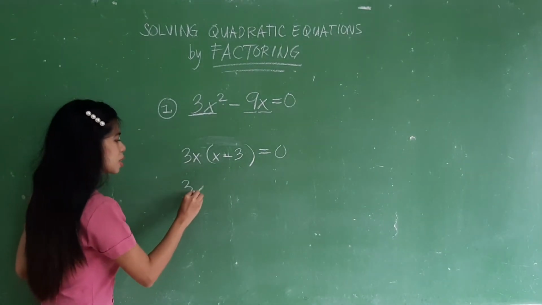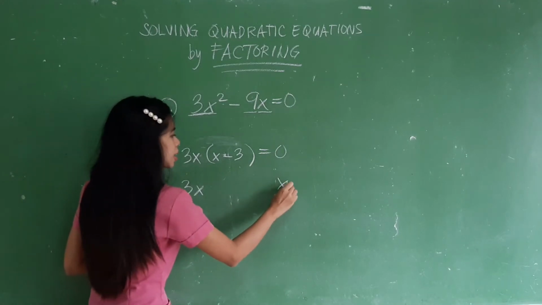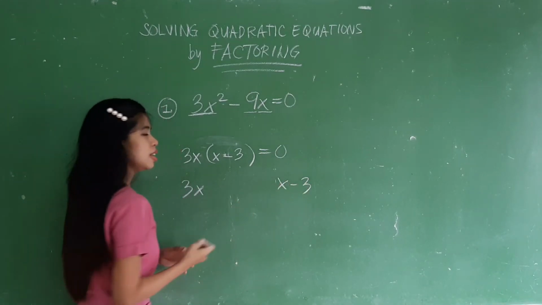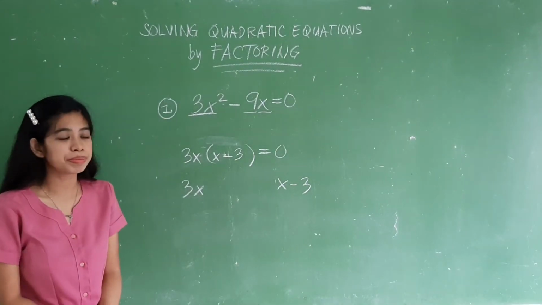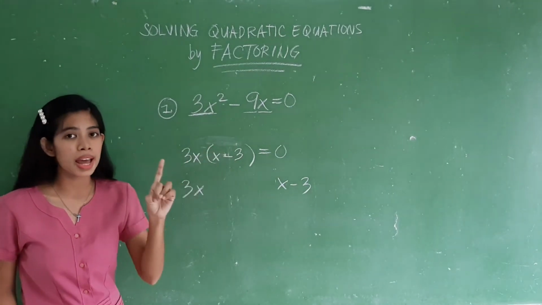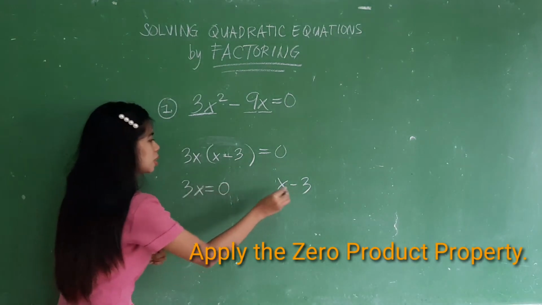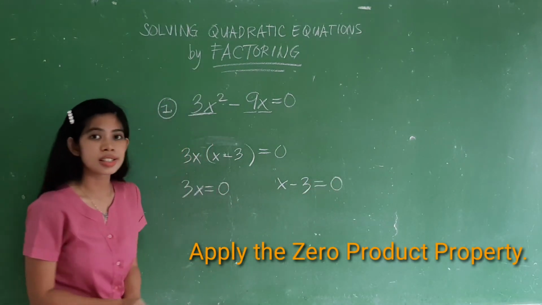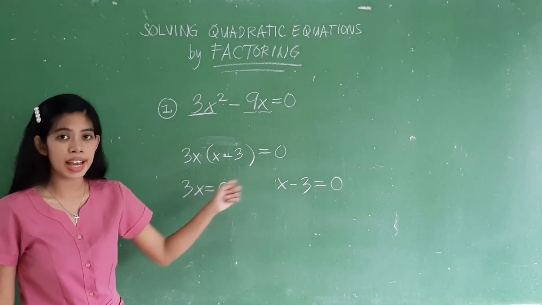First, you must separate the factors, 3x here and x minus 3 there. And the next step, after factoring out the given quadratic equation, is to apply the zero product property. Meaning, we are going to equate each of the factors to 0. Now, let's try to find out the values of x.